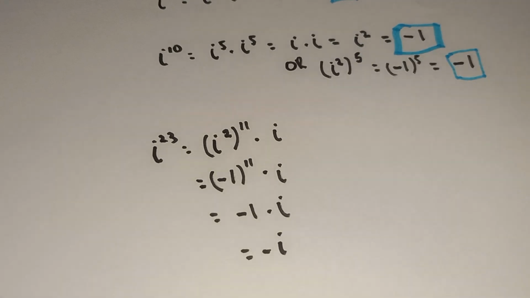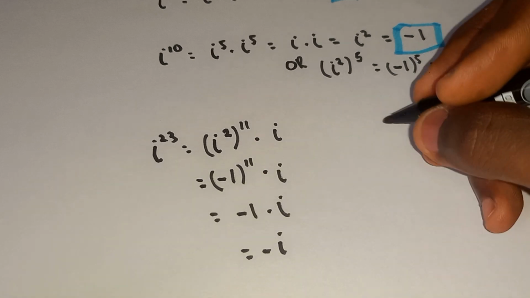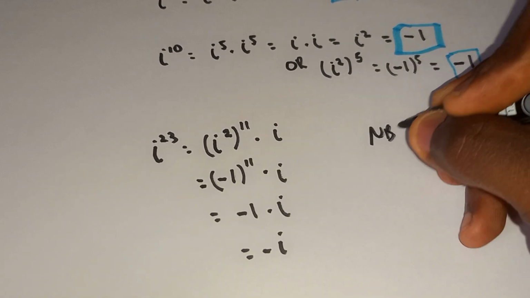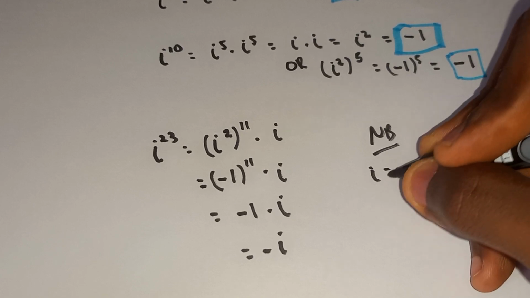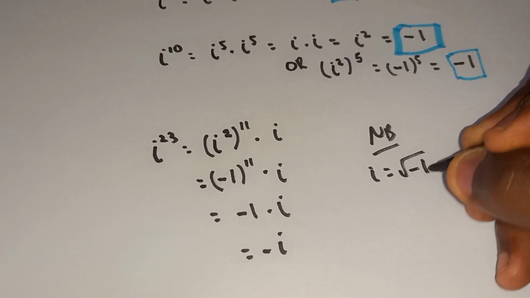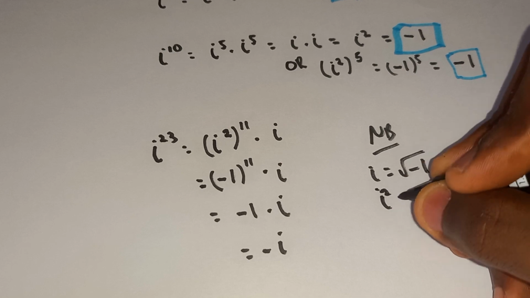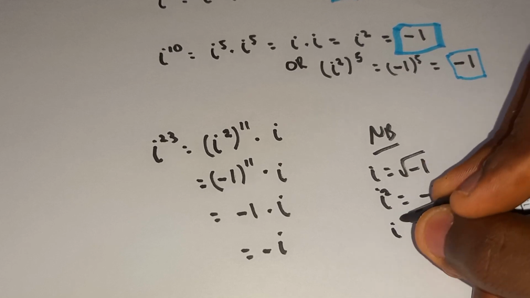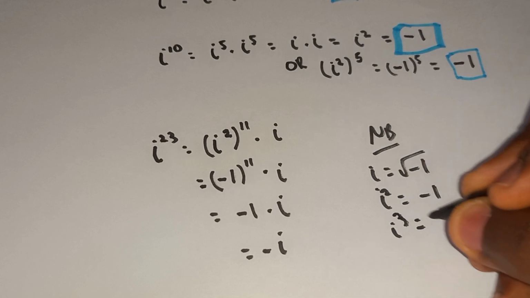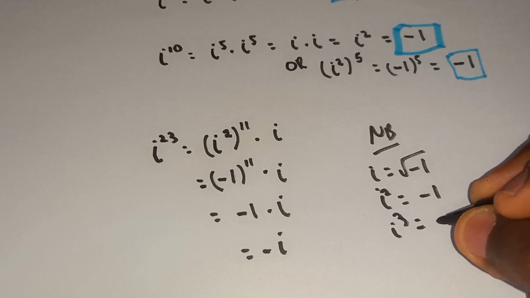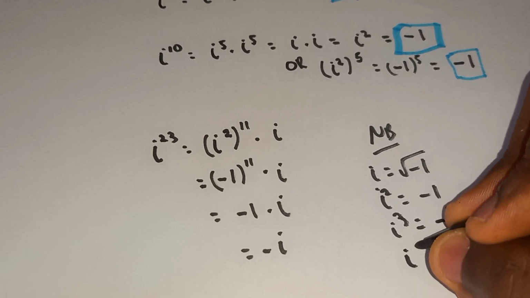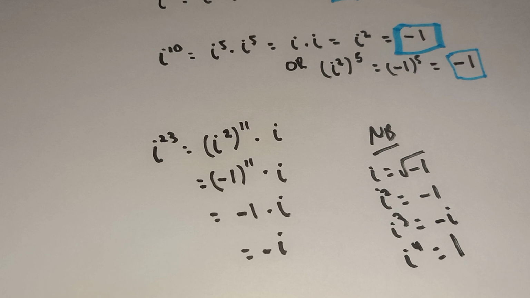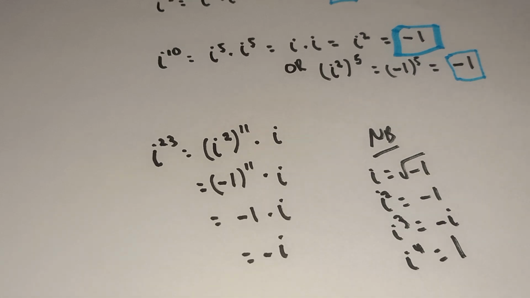So anytime you are given any question, try and see the factors which are closer to it. By the way, always note that i is equal to square root of -1. i squared is -1. i raised to the power 3 is -i. i raised to the power 4 is 1. So we're using these in solving your questions.